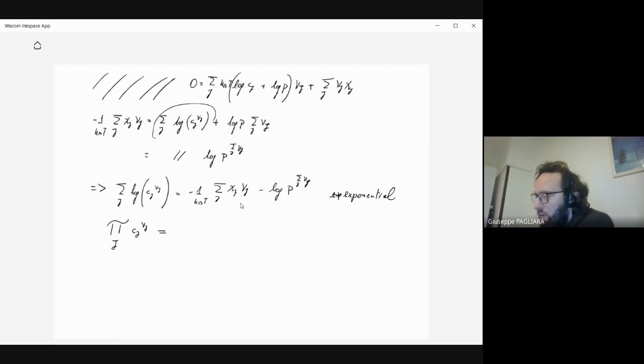So, and then I have this other quantity. Let me call it A of T, where A of T by definition is the exponential of minus 1 divided by KBT, sum over J of chi J nu J. And this quantity actually has a name, times the other quantity. It is called the reaction constant, that I'm going to write in a moment. And let me see what we have here.